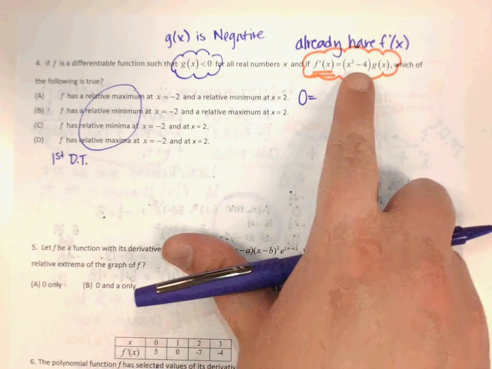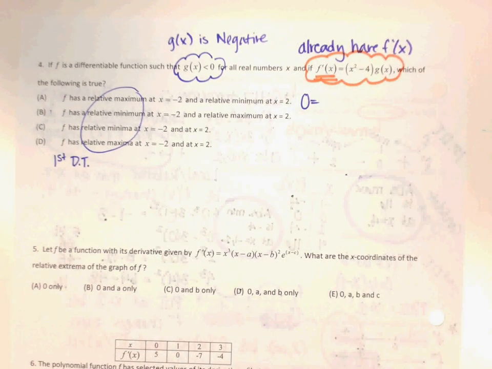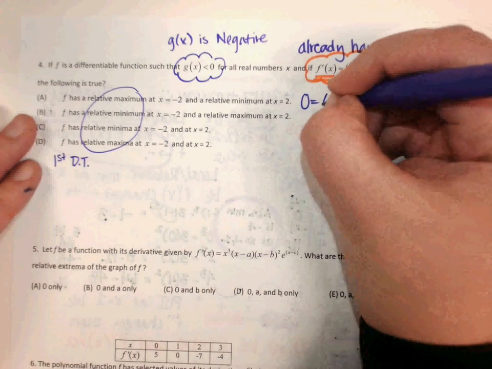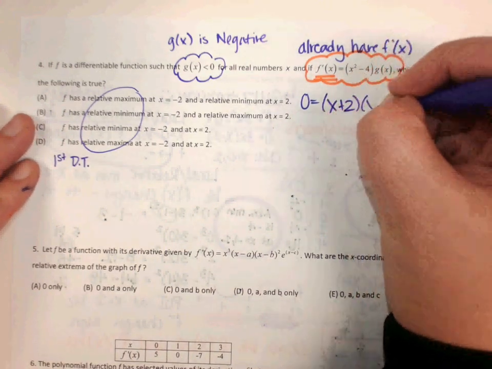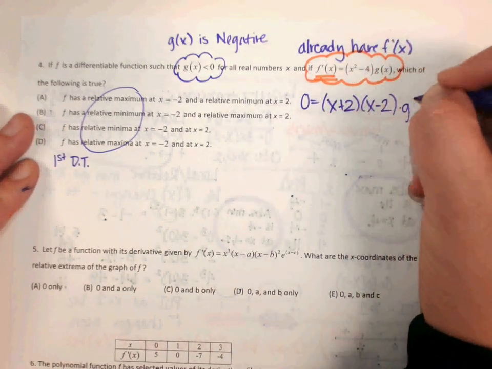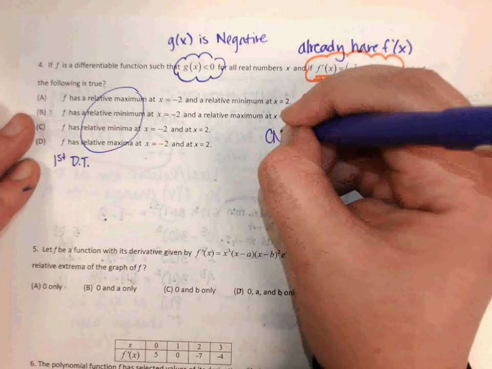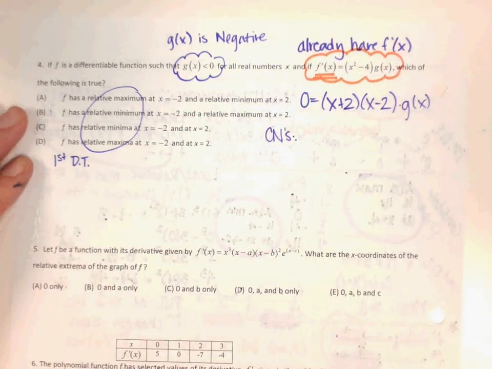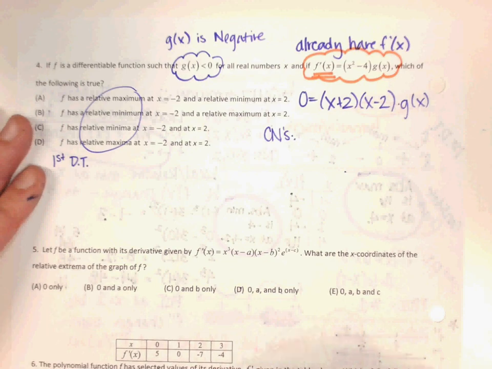And then can I break this down into factors in the front? Plus 2 and minus 2 times g of x. Okay, let's write our critical numbers. I have an x plus 2 and an x minus 2. What are my critical numbers?